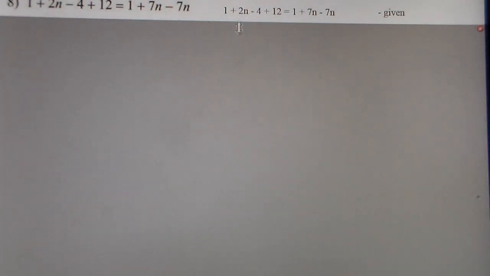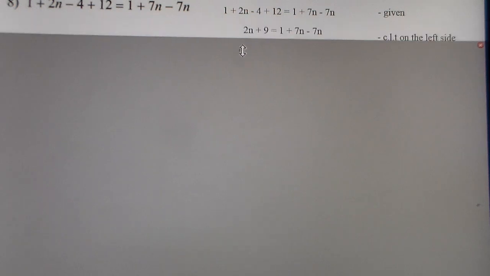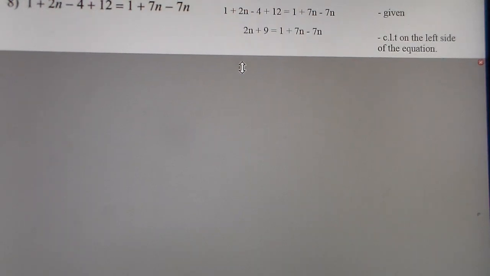With number 8, we have 1 plus 2n minus 4 plus 12 equals 1 plus 7n minus 7n. That's our given. So first thing we do is combine like terms on the left side of the equation. The positive 1 and the negative 4, and the positive 12. Those three are like terms, so we combine them and we get 9. So we have 2n plus 9 equals 1 plus 7n minus 7n.